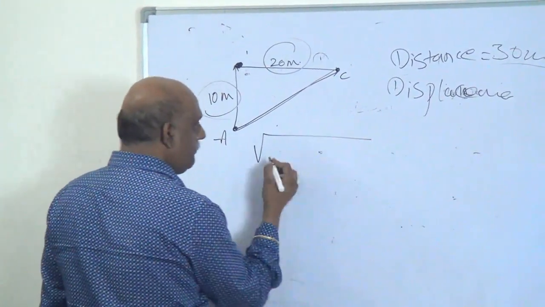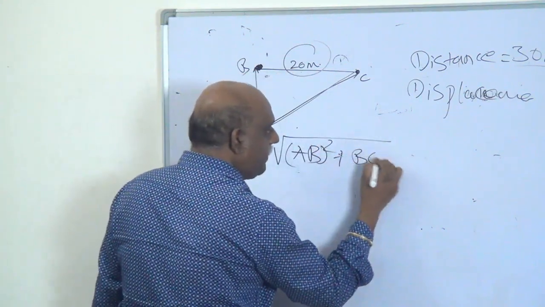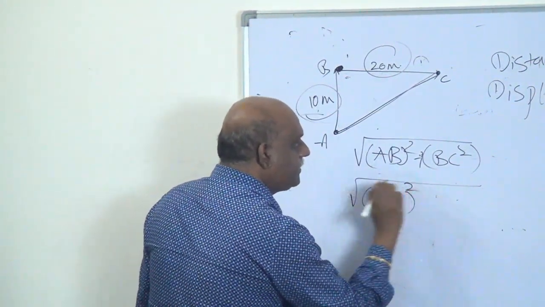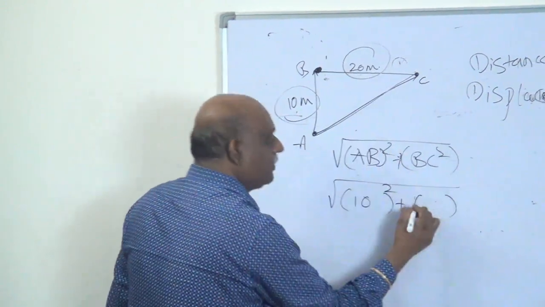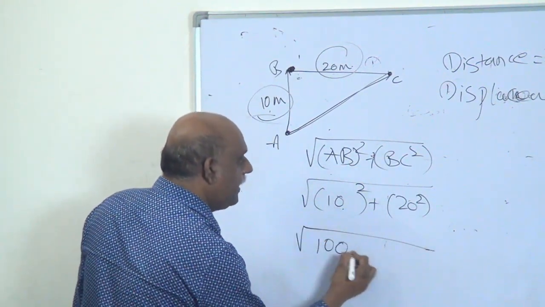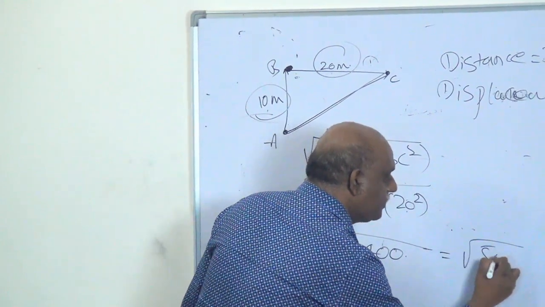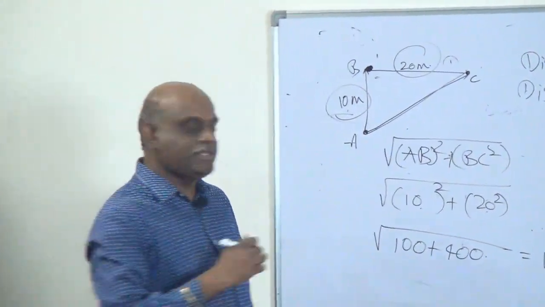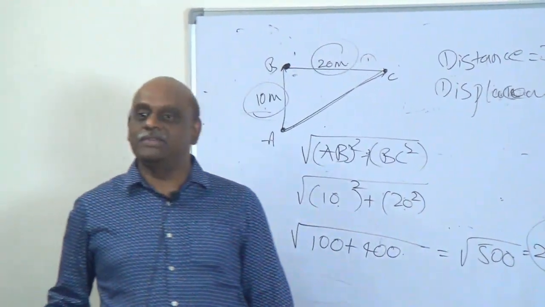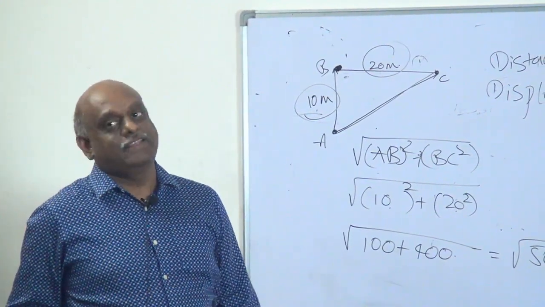It is the square root of AB square plus BC square, where this is B. Now tell me, what is AB? AB is 10. So it is 10 square plus 20 square. So what is 10 square? 10 square is 100 plus 20 square is 400. And that is the reason it is equivalent to square root of 500, which is equivalent to 22.5 meters is the displacement, is what you should remember. So what is the answer? 22.5 meters is the answer.